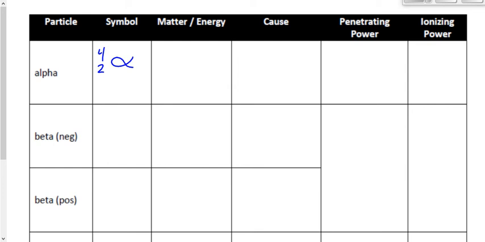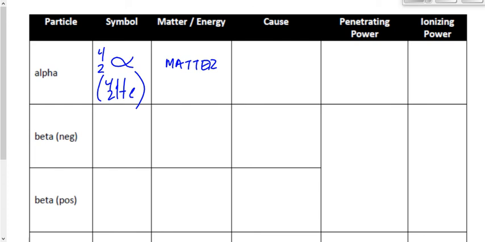What's another term for an alpha particle? Yeah, it is the same thing. A helium nucleus is an alpha particle, or an alpha particle is a helium nucleus. We've got 2 protons, we've got 2 neutrons. That's a helium nucleus. That's an alpha particle. It's exactly the same thing. And of course, since it's a helium nucleus with protons and neutrons, it is matter. Matter is anything with mass, and this, because it has protons and neutrons, is matter.